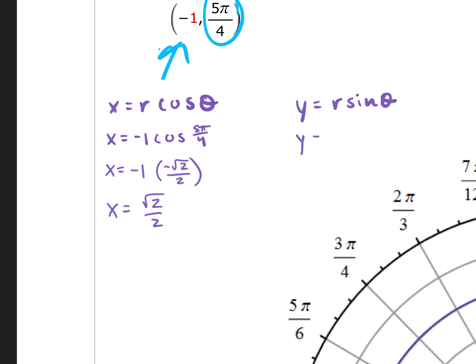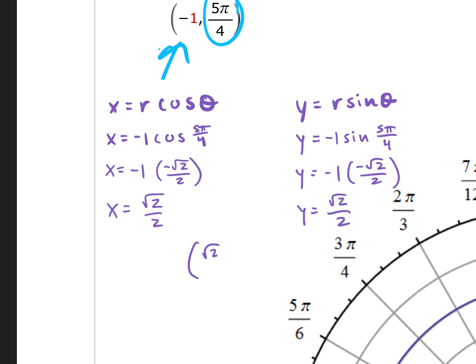Let's do the same thing for y. So negative 1 times sine of 5 pi over 4. Sine tells us that we have to look at the y value. So our y value on the unit circle would be negative square root 2 over 2. So we would get square root 2 over 2. So our coordinate point is square root 2 over 2, comma, square root 2 over 2.